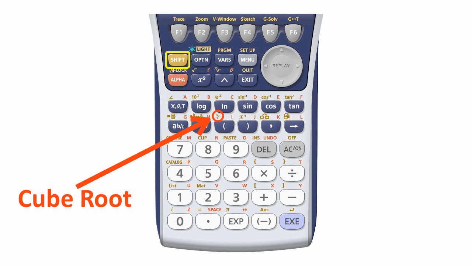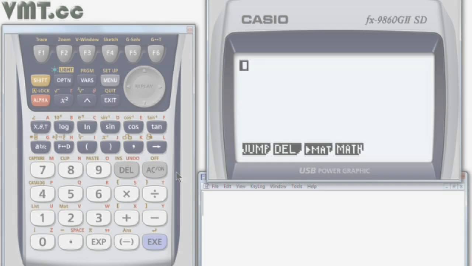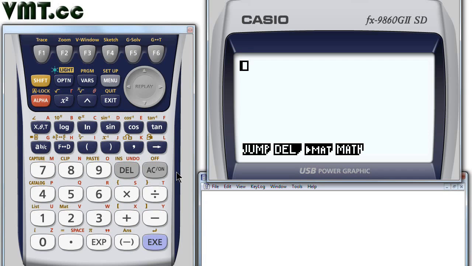Use this function to perform a cube root. This calculator actually has a dedicated function for the cube root. It's located just above the left parenthesis key, right there. So go ahead and press Shift and then the left parenthesis key. In the future, I'm just going to say Shift cube root.